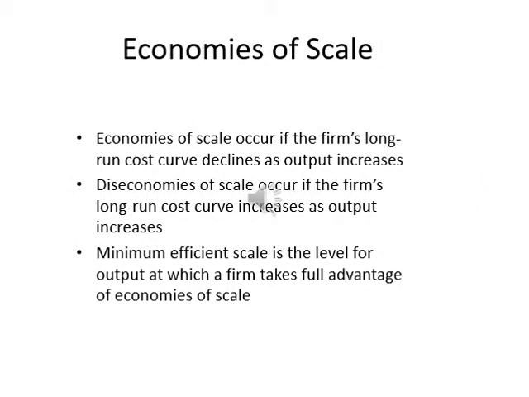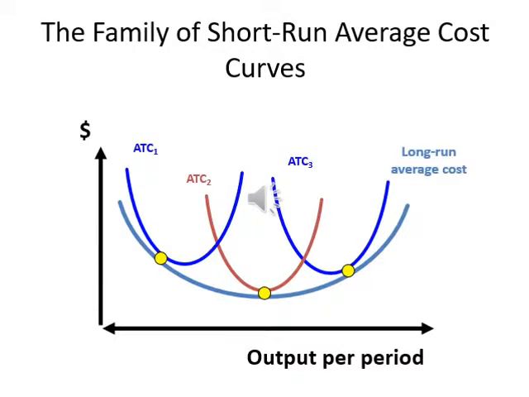Topic of economies of scale. Economies of scale occur if the firm's long-run cost curve declines as output increases. Diseconomies of scale occur if the firm's long-run cost curve increases as output increases. Minimum efficient scale is the level of output at which a firm takes full advantage of economies of scale. The family of short-run average cost curves.